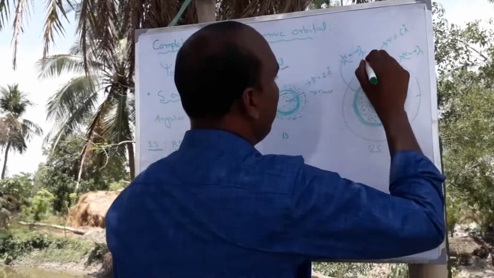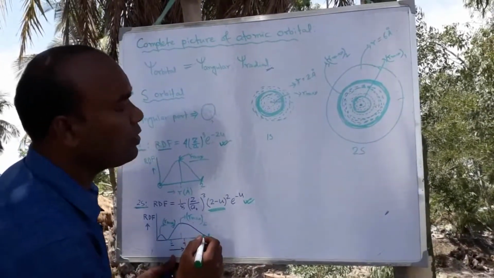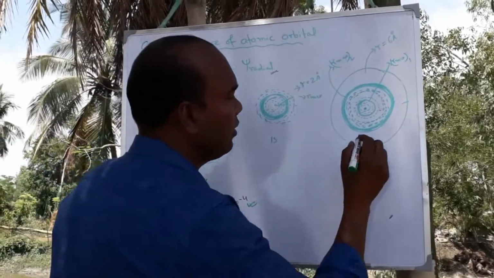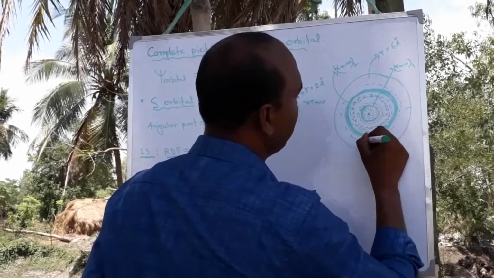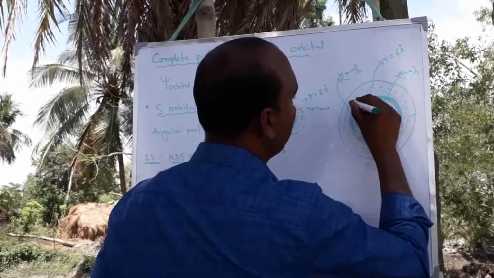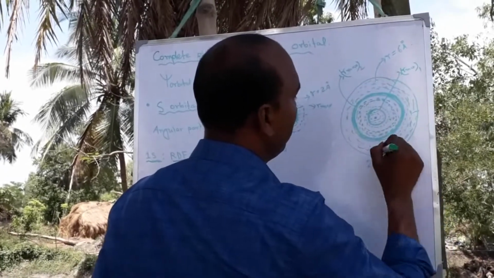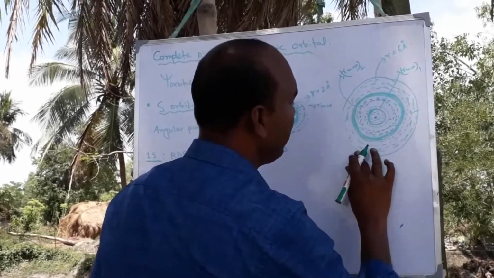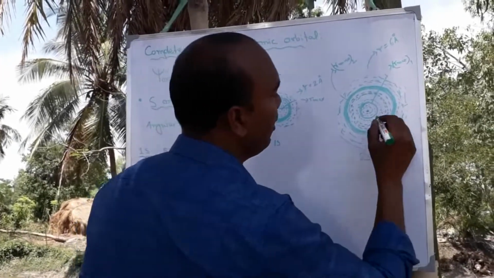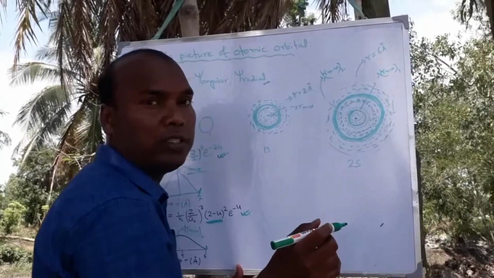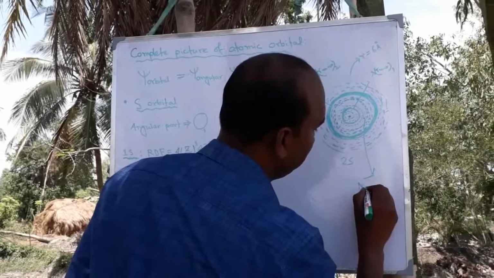Rmax2. And further increasing the radial distance, the electron cloud density will decrease. That will be like this. And finally it will vanish at the 6 Angstrom. You note here, at this point there is no electron cloud density. This is your nodal point.